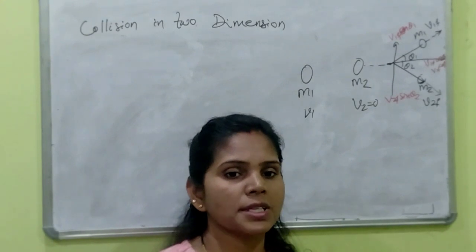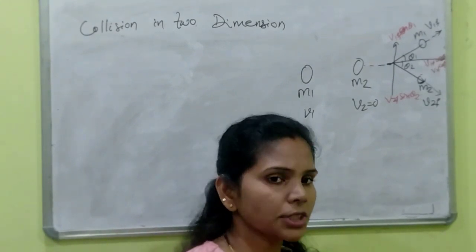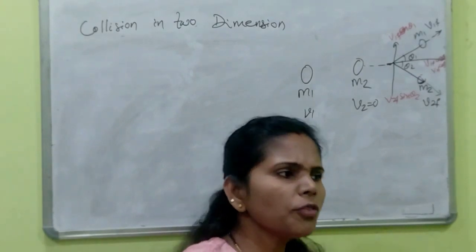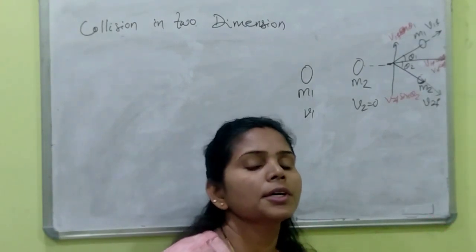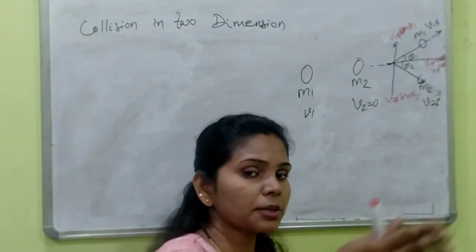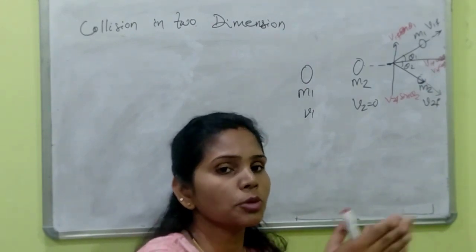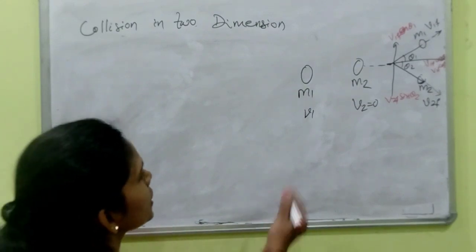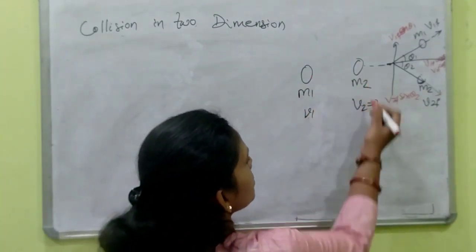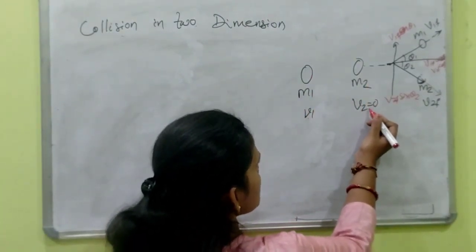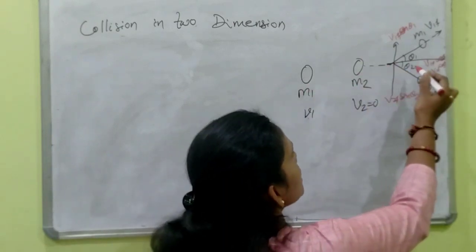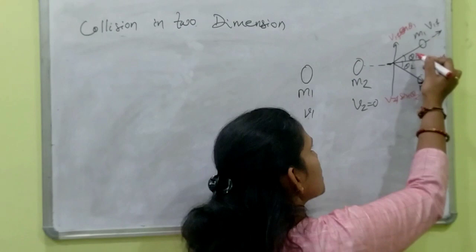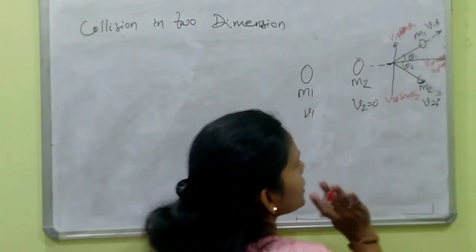Collision in two dimensions means one object is moving, another object is struck, and they will move in different directions. One goes this way, one goes that way, which means they will create some angles with respect to the original axis. So let's take m1 moving with v1, m2 moving with 0, that means initially at rest. After collision, m1 will move in this direction, m2 will move in this direction, making theta 1 and theta 2 with respect to the axis.